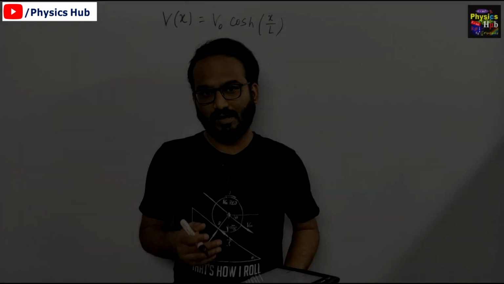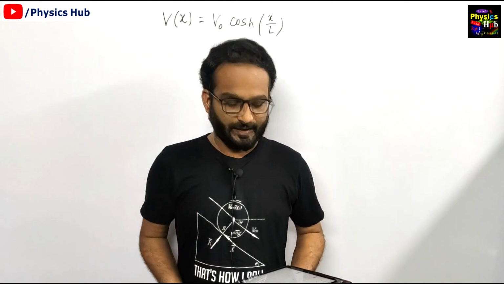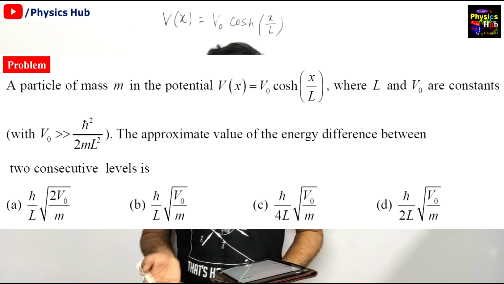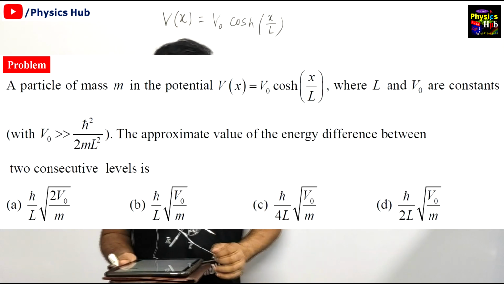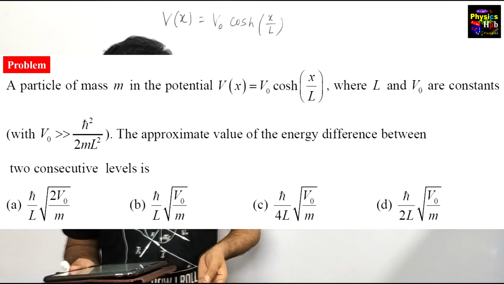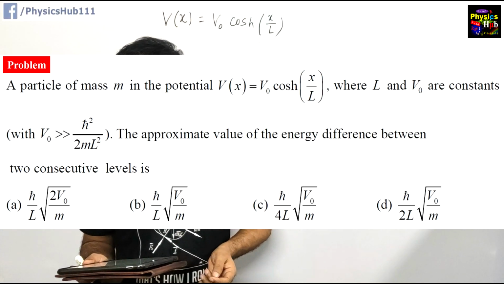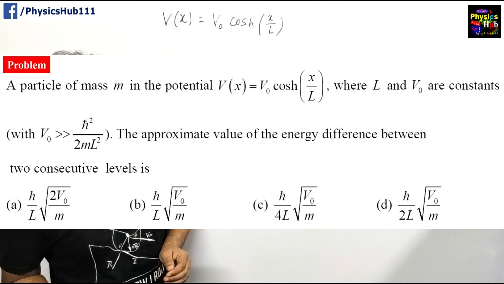So one of my students asked me this question. Let me read the question. This question is from classical mechanics. A particle of mass m in the potential V(x) = V naught cosh(x/L), where L and V naught are constants with V naught much greater than h cut squared by twice m L squared. The approximate value of the energy difference between two consecutive levels is.